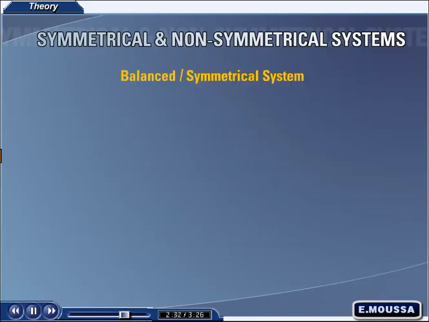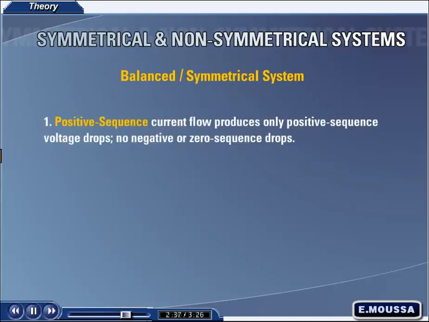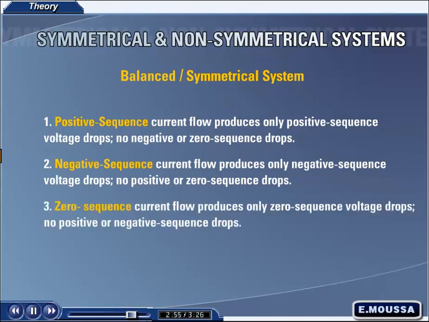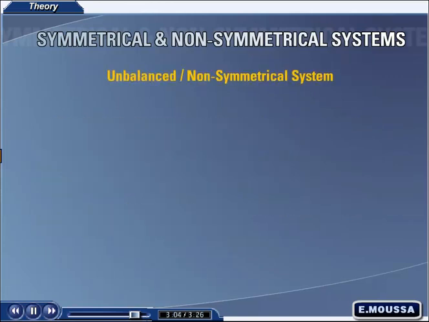In a balanced or symmetrical system, the following exists. Positive sequence current flowing in the symmetrical or balanced network produces only positive sequence voltage drops, no negative or zero sequence drops. Negative sequence current flowing in the balanced network produces only negative sequence voltage drops, no positive or zero sequence drops. Zero sequence current flowing in the balanced network produces only zero sequence voltage drops, no positive or negative sequence drops. This is not true for any unbalanced or non-symmetrical point.